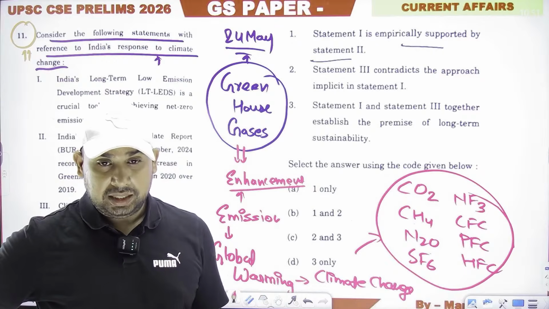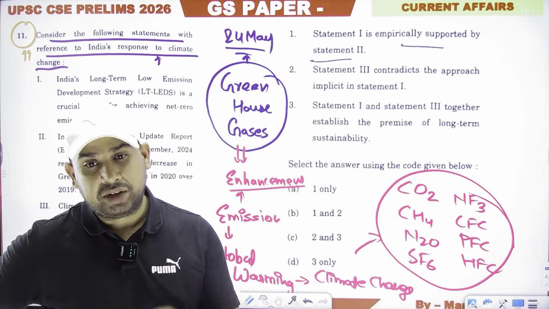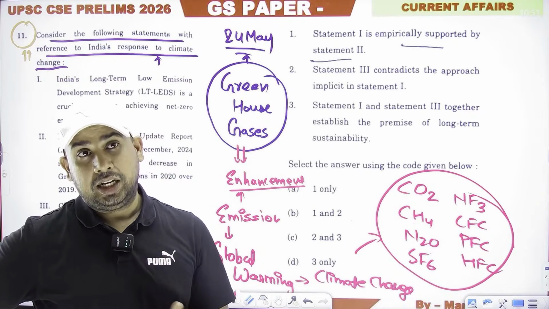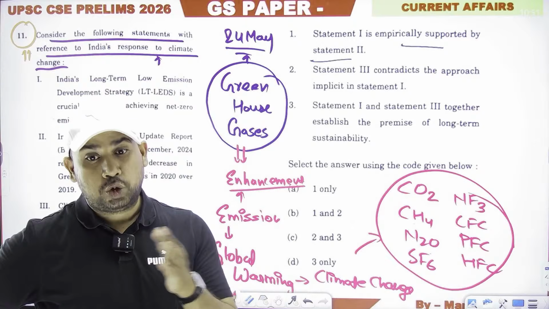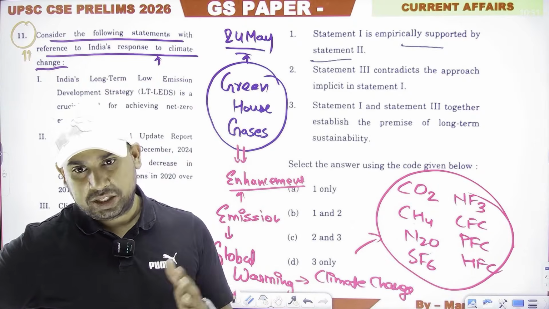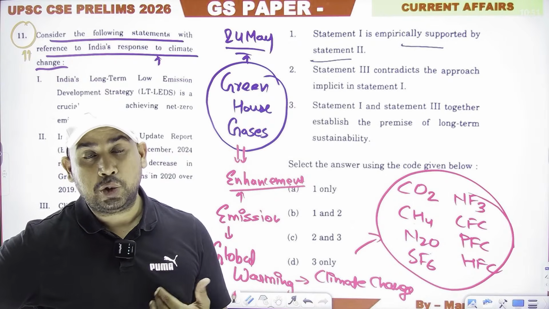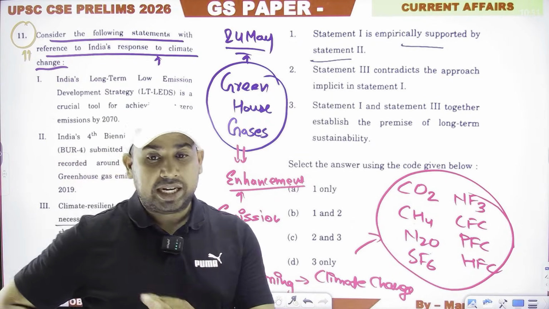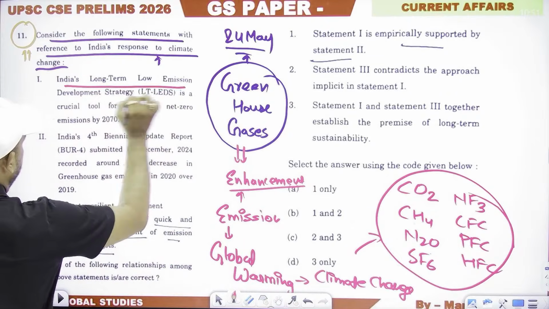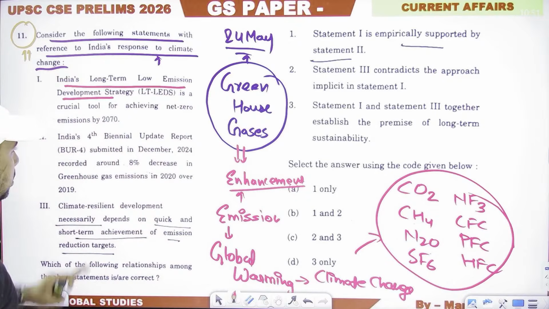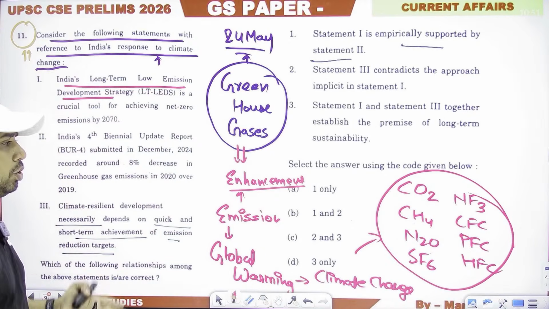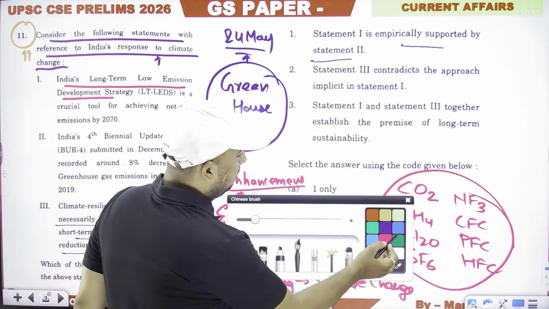Bhutan is a nation considered carbon negative. Whatever carbon Bhutan emits, it absorbs more than that, a lot of carbon. That's why they are carbon negative. We are not carbon negative, we are carbon surplus. So by 2070 we want to reach the level of net zero carbon emission, as in the statement saying India's long-term low emission development strategy. The statement says long-term low emission development strategy because they know that climate change is not a short-term issue.